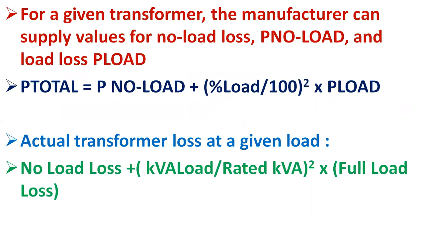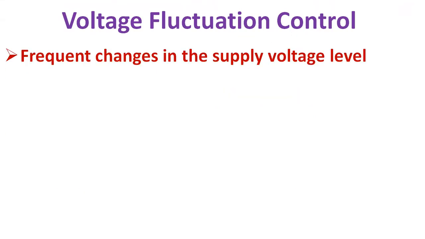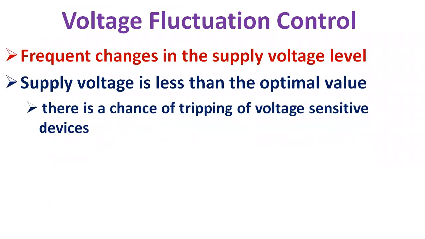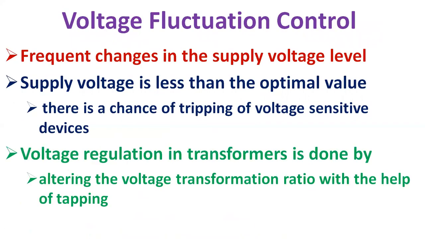Then the control used for voltage fluctuation. The control of voltage in a transformer is important due to frequent changes in the supply voltage level. Whenever the supply voltage is less than the optimal value, there is a chance of nuisance tripping of voltage sensitive devices. Voltage regulation in transformers is done by altering the voltage transformation ratio with the help of a tapping.